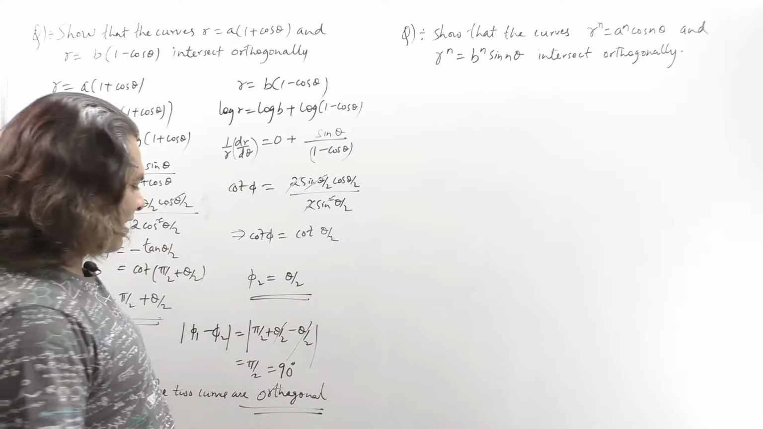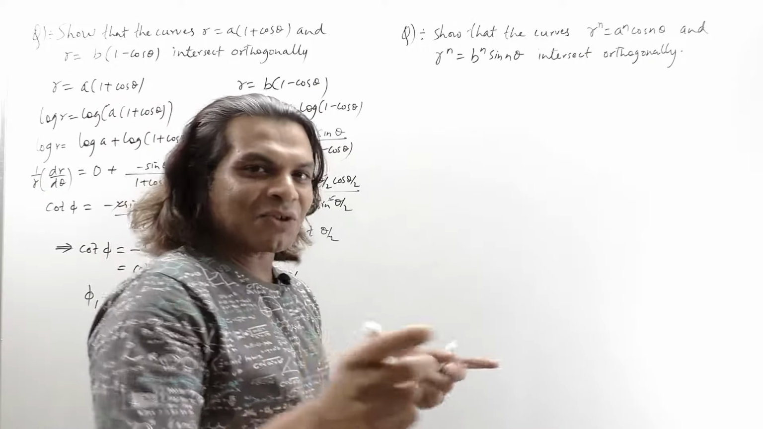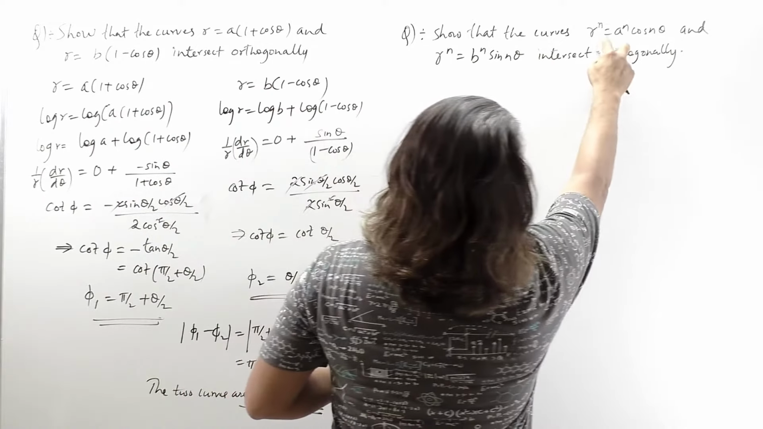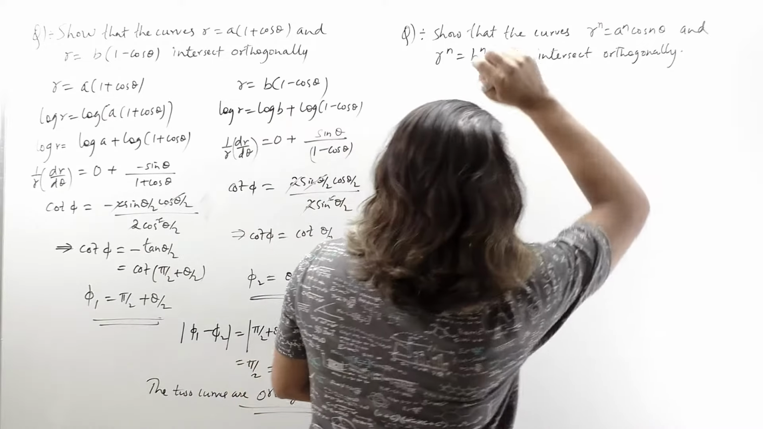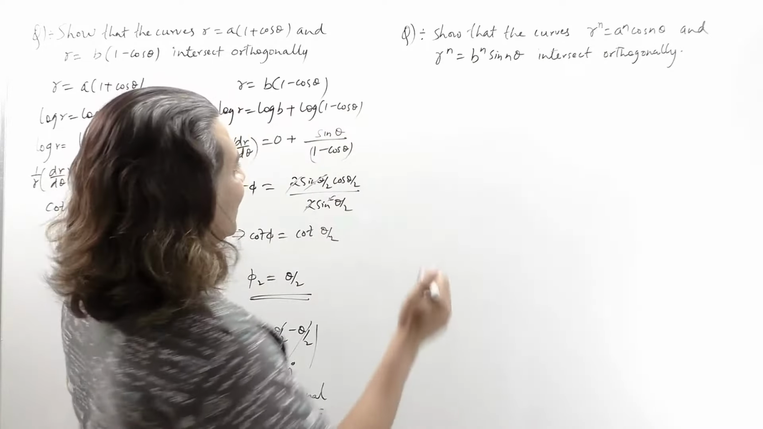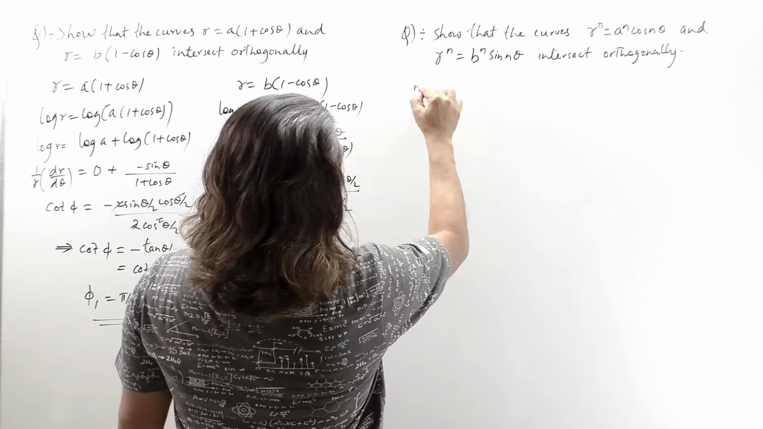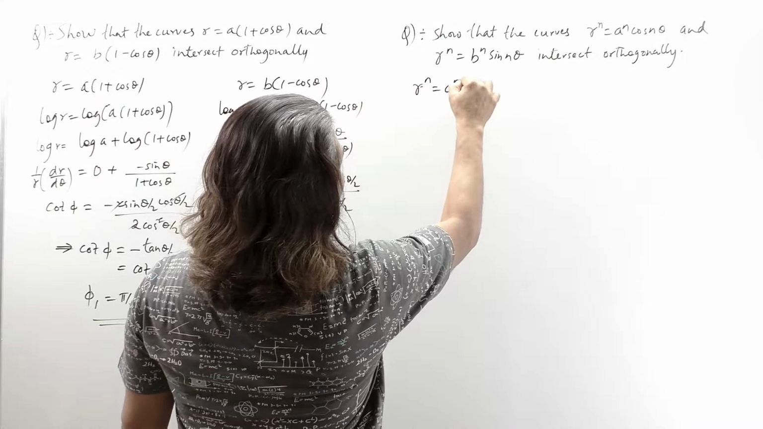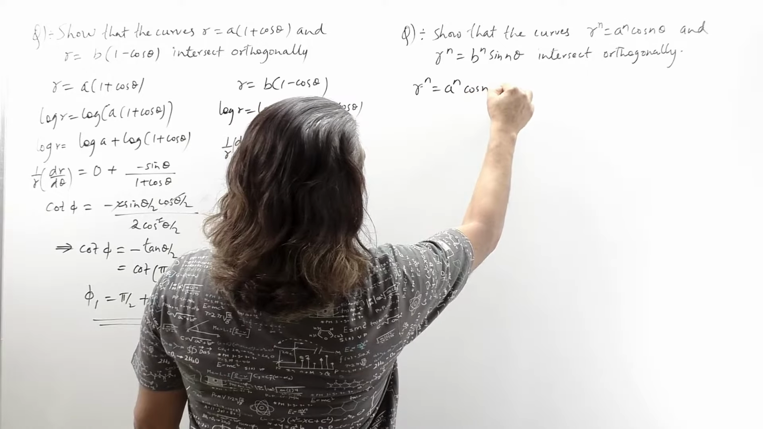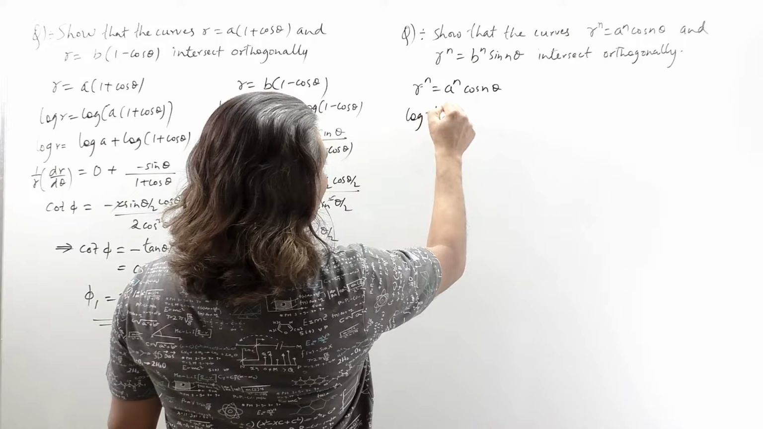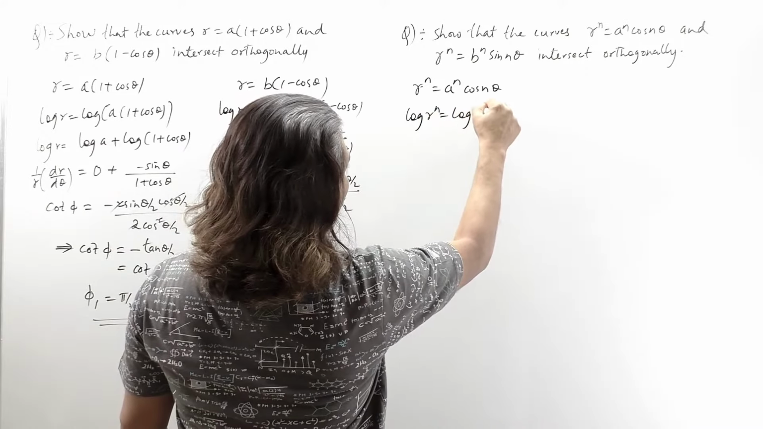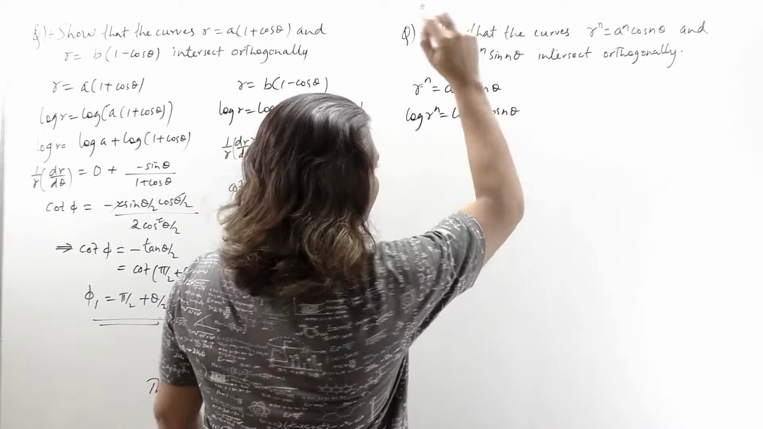That's it. Now, moving to the next question, show that the curves r^n is equal to a^n cos n theta and r^n is equal to b^n sin n theta intersect orthogonally. So, we do the same thing here. So, first curve is r^n is equal to a^n into cos n theta. Now, apply log on both sides. Log of r^n is equal to log of a^n into cos n theta.